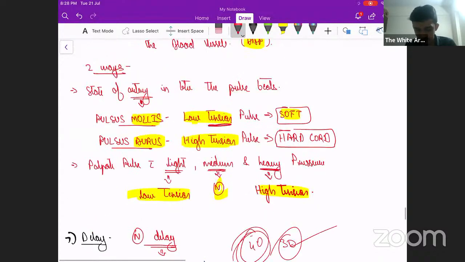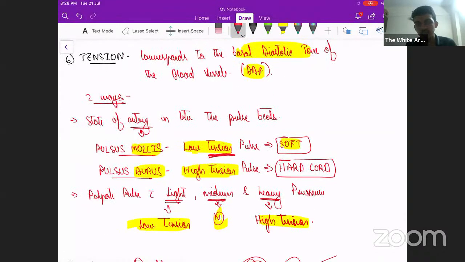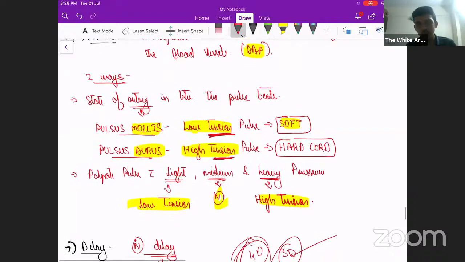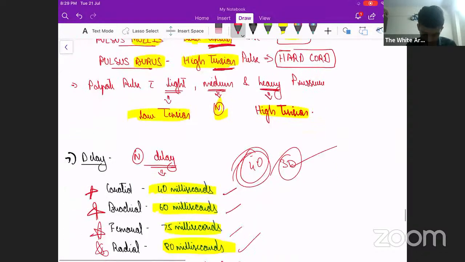Soft means the tension is low. The basal diastolic tone is low. High means it is high. In old age, because of increased diastolic tone and increased peripheral resistance, they will find a hard, cord-like nature. Soft means in a younger person, you'll feel it to be soft.